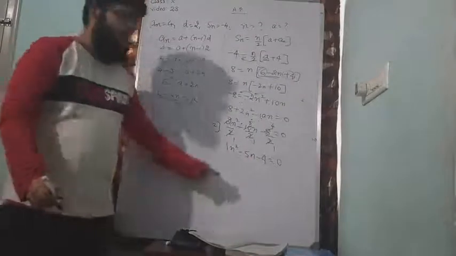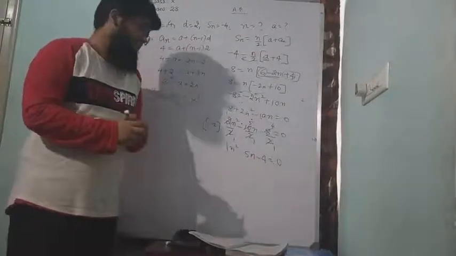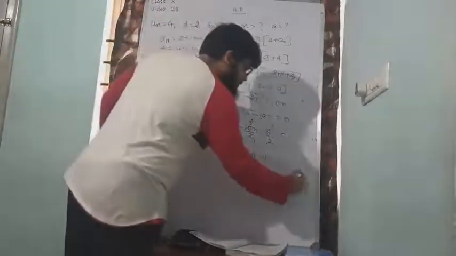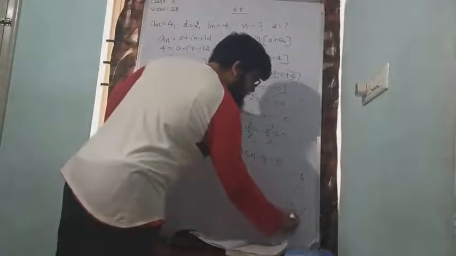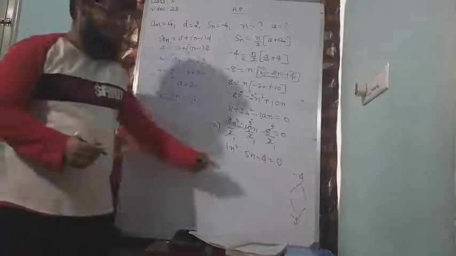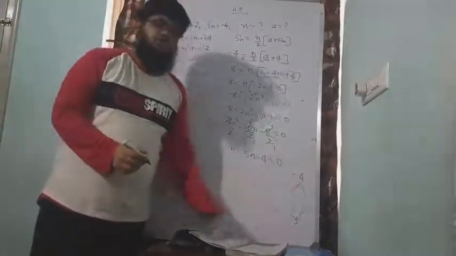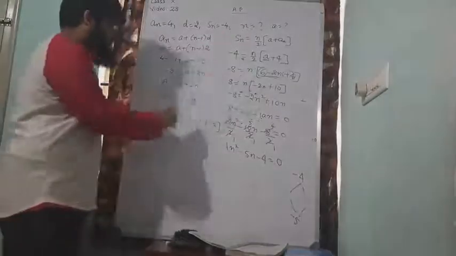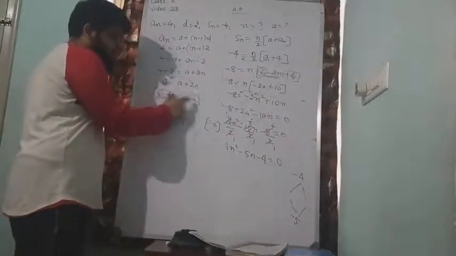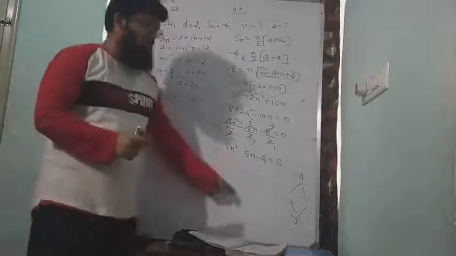Now this has become a quadratic equation. Please multiply 1 into minus 4, which is minus 4, and minus 5, which is the middle value. Try to solve this and see what values you should get. Get me the value of n and then find out a. To find out a, if you just put the value of n, you will directly get a. So this is your homework problem.